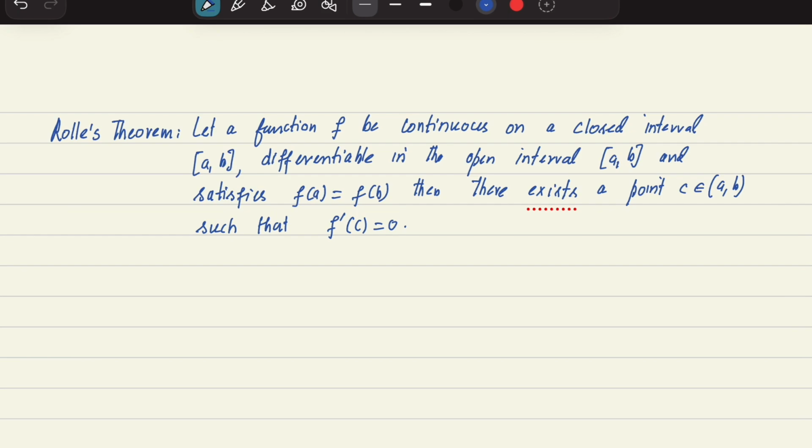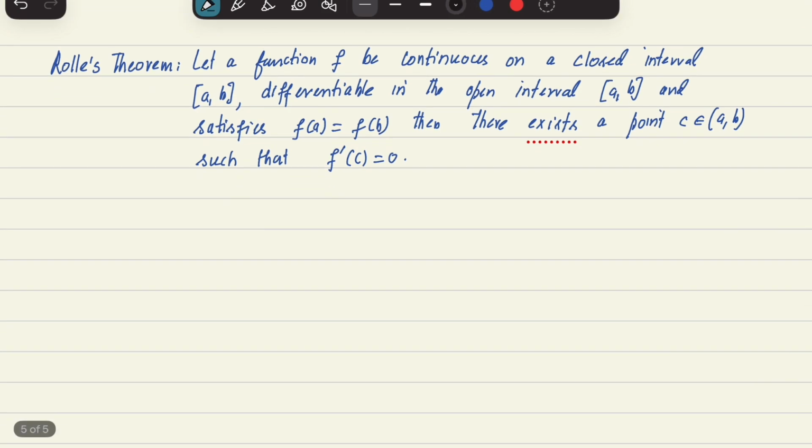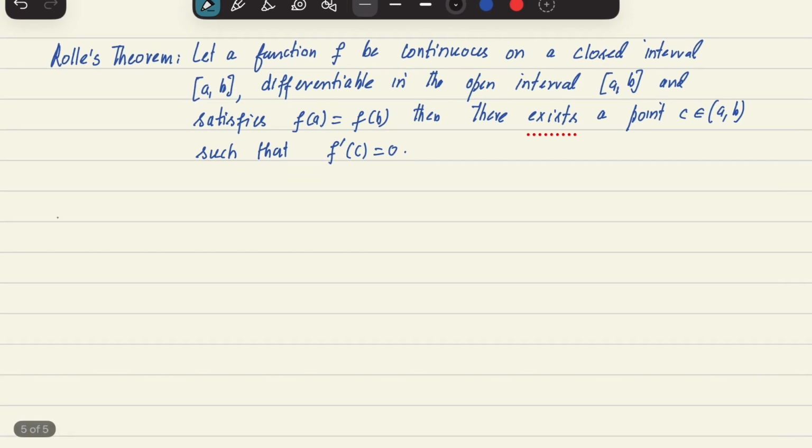Now let's move towards taking the statement of the Lagrange mean value theorem. Lagrange mean value theorem can be viewed as a kind of modification of Rolle's theorem, and in fact it can also be treated as the generalization of Rolle's theorem to a better one.